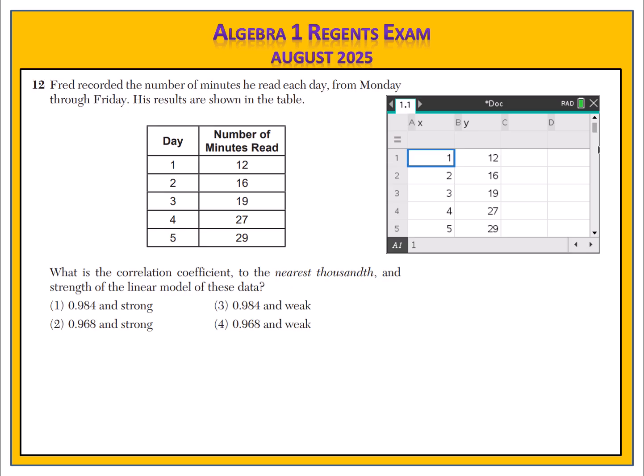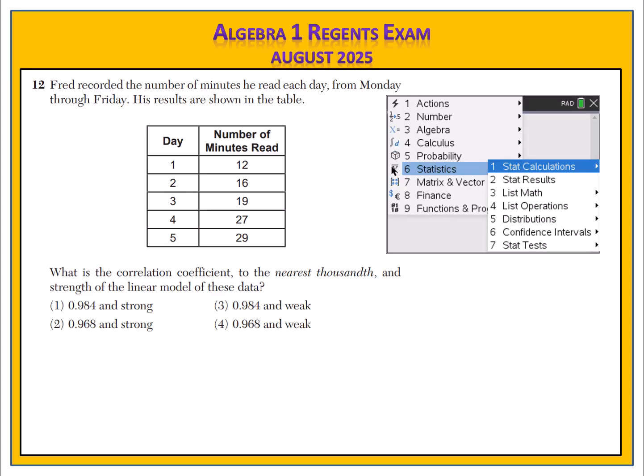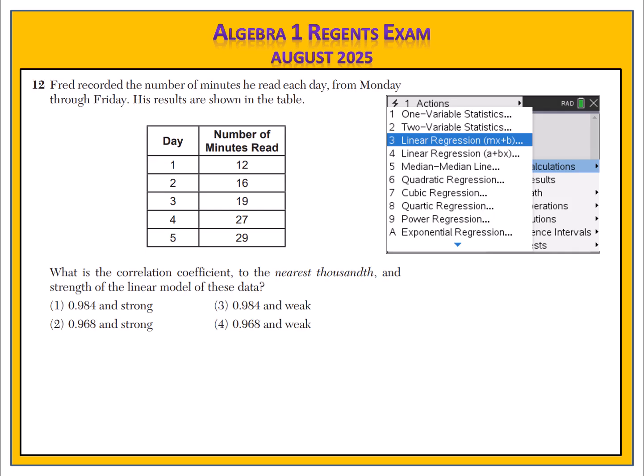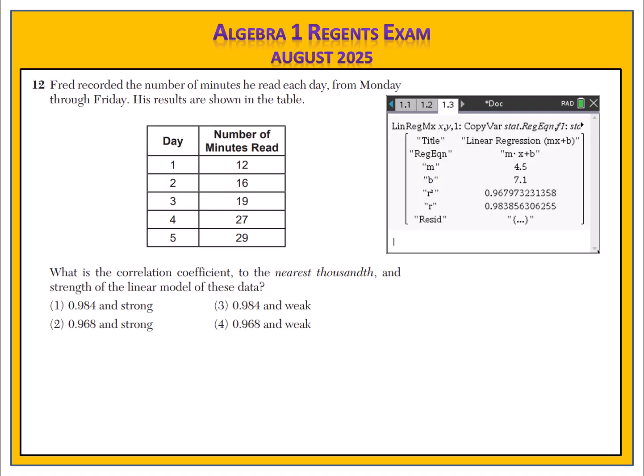Once we've entered the data, we use Control plus page or Control I to insert a new page. We add a calculator. Menu, Statistics, Stat Calculations, Linear Regression MX plus B. The calculator asks for the name of the X column and the Y column. We named them X and Y. Go down and click OK, and you'll see this displayed on your screen.